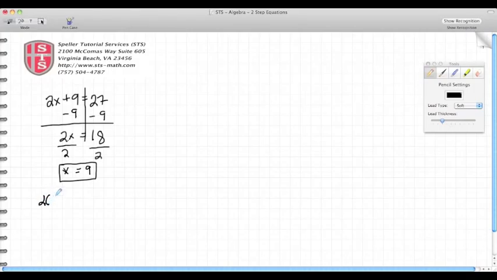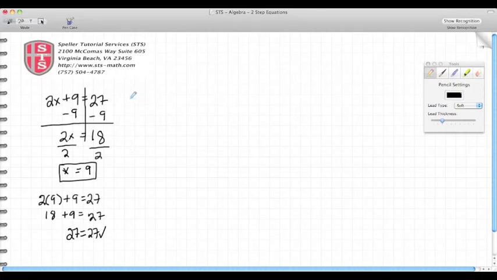Next, we need to check that answer. And to check the answer, we substitute the 9 back into our original equation. And in doing so, we come up with what I have here at the bottom. 2 times 9 is 18, plus another 9, and set that equal to 27, which is from our original equation. Evaluate the left-hand side. 18 plus 9 is 27, so we know that this problem here is done correctly.